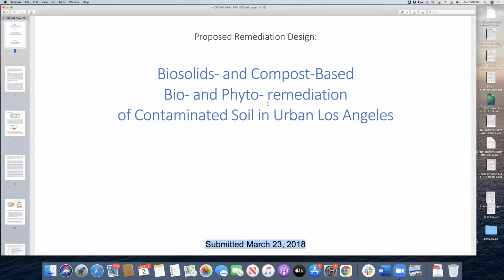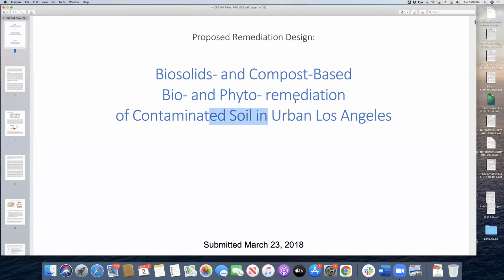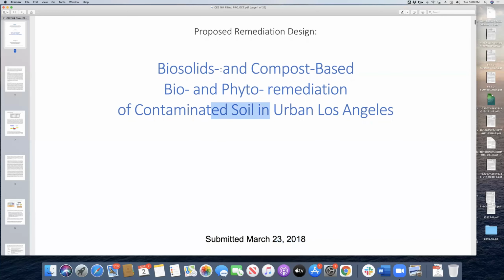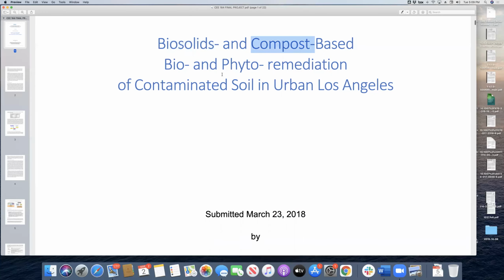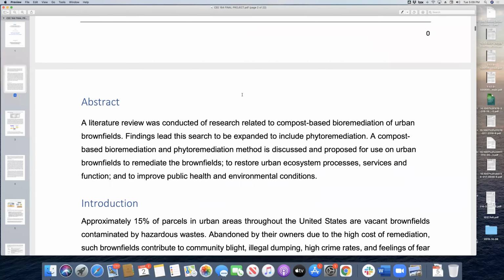Because those brownfield sites have low nutrients and don't grow anything, and have pollutants, you have to apply some nutrients for the plants or biological organisms to thrive. That's why she was exploring the use of biosolids, the solid material that comes out of a wastewater treatment plant. It has an extremely high concentration of nutrients, and also compost, to develop these techniques.